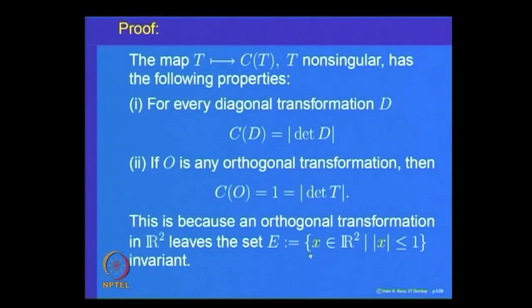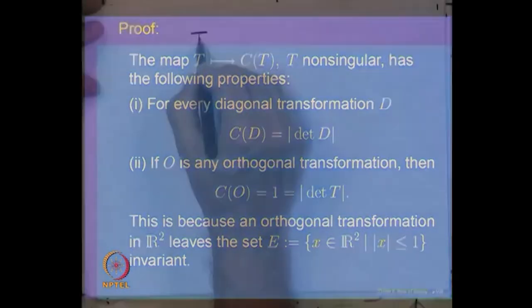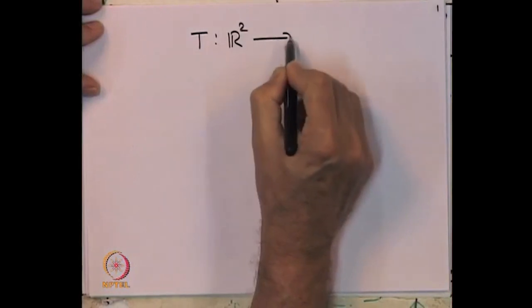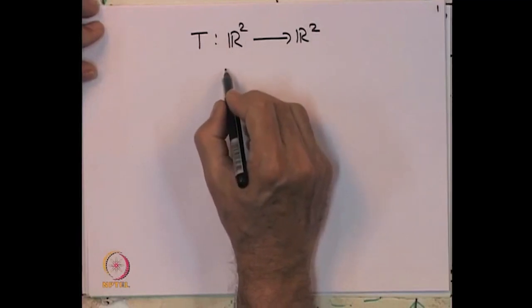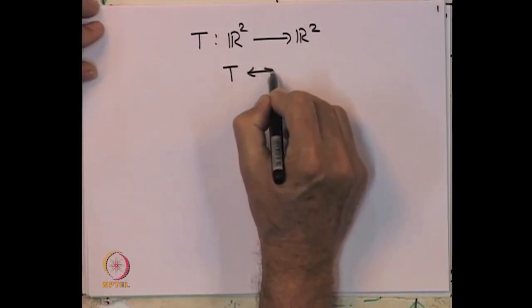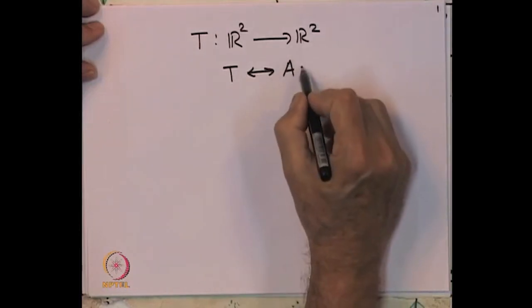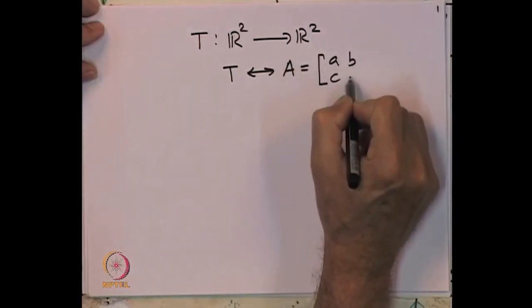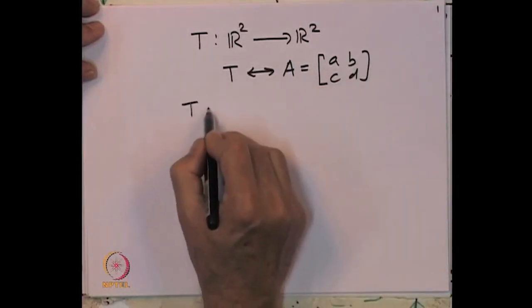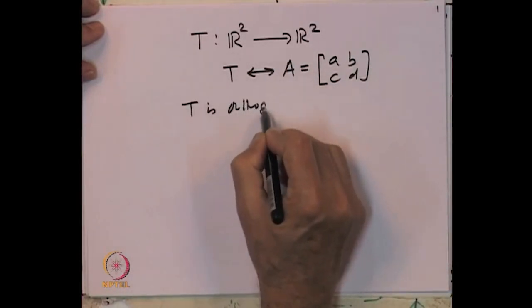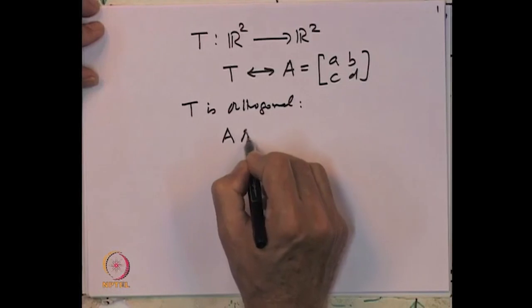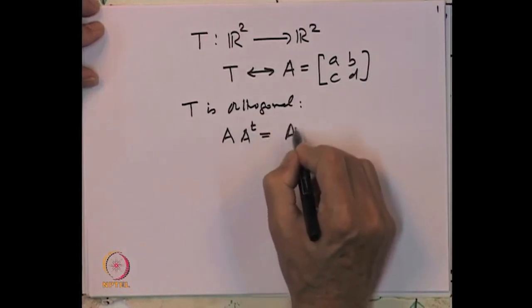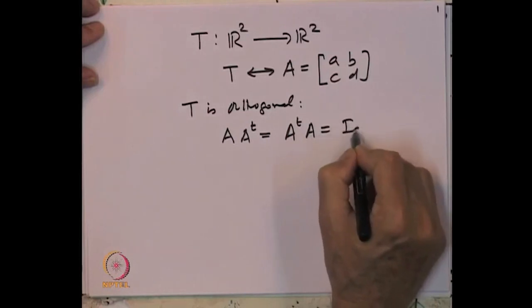So, let us just look at this property a slightly more. Some of you may not know about linear transformations. So, T is a linear transformation from R 2 to R 2. And every linear transformation is given by a matrix A, which is a 2 by 2 matrix, so it is A, B, C and D. So, saying that T is orthogonal is the same as saying that A transpose A is equal to identity.